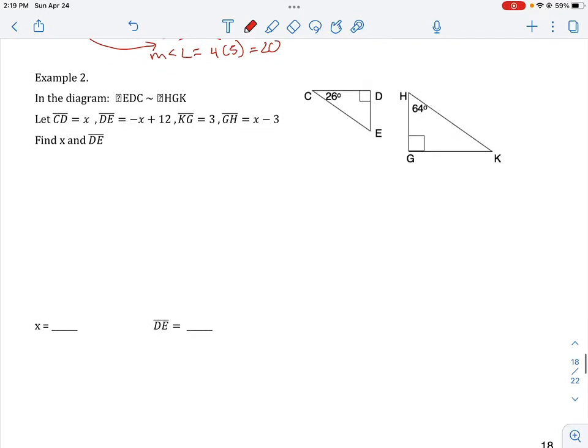Same idea, and this symbol got distorted. These should just be triangle symbols. So I'm telling you that triangle EDC is similar to triangle HGK, and I give you a bunch of information, so let's go ahead and label it.